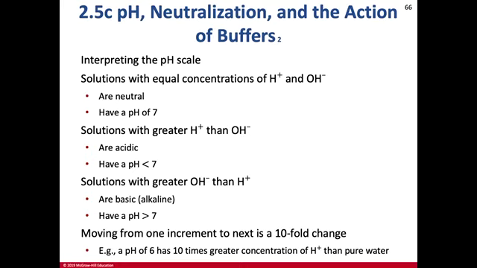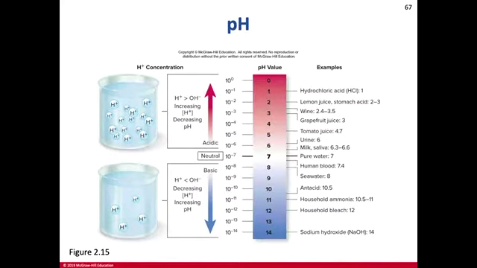So any solution that is pH neutral will have a pH of 7. Any solution that's acidic will have a pH less than 7, and any one that's basic will have a pH of greater than 7. And you can see here on the pH scale how that works. As we go up, the concentration of protons goes up and the pH goes down. As we go down, the concentration of protons goes down and the pH goes up. So very few protons down here, very many protons up here.